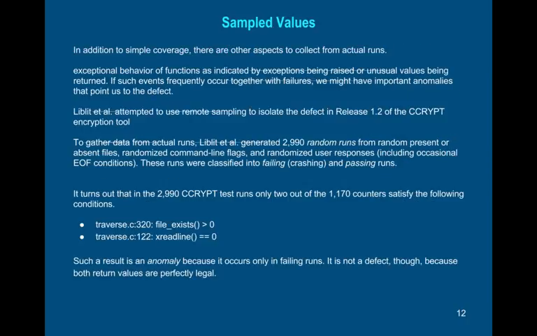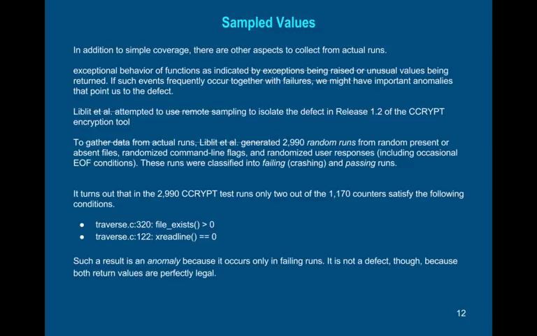For the sampled values, in addition to simple coverage, there are other aspects to collect from actual runs: exceptional behavior of functions, as indicated by exceptions being raised or unusual values being returned. If such events frequently occurred together with failures, we might have important anomalies that point us to the defect.